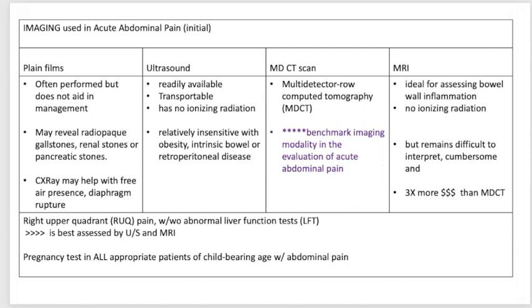Ultrasound is a big one: readily available, transportable, and does not have any ionizing radiation. But it's relatively insensitive in patients with obesity and adiposity, or with intrinsic bowel or retroperitoneal disease presentations. The preferred agent and benchmark imaging modality for the evaluation of acute abdominal pain is the multi-detector computed tomography, so your CT scan. MRI is also used, and it is ideal for assessing bowel wall inflammation and also does not have any ionizing radiation. However, it's difficult to interpret at times, very cumbersome, and very expensive.